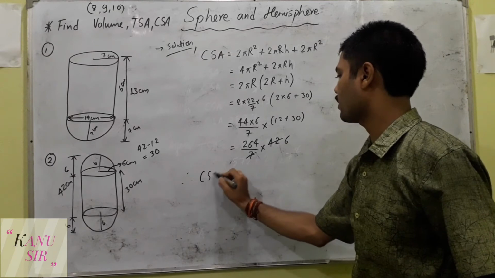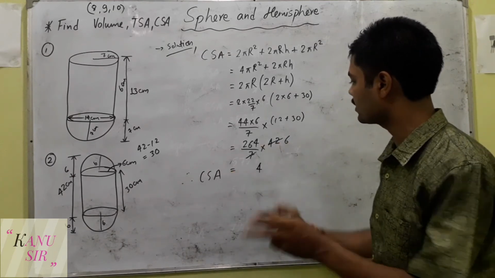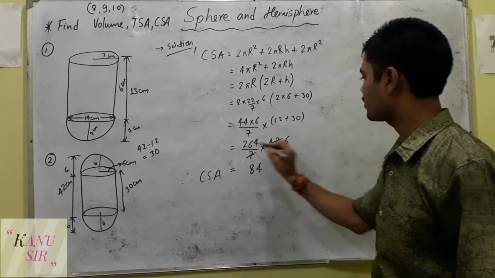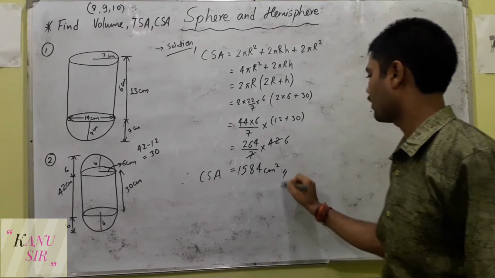Finally, the curved surface area will be 6 times 4 is 24, 2, 6 times 6 is 36, 2, 38, 3, 6 times 2 is 12 and 3, 15 centimeter square.